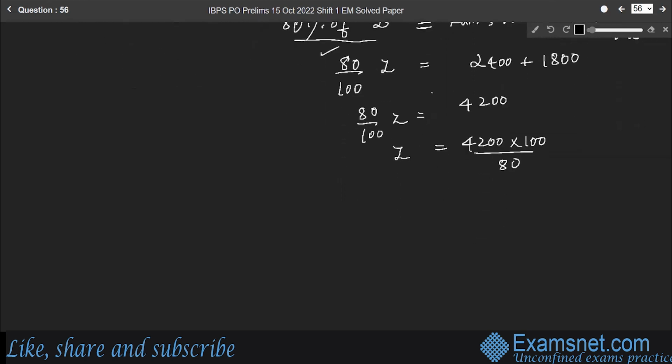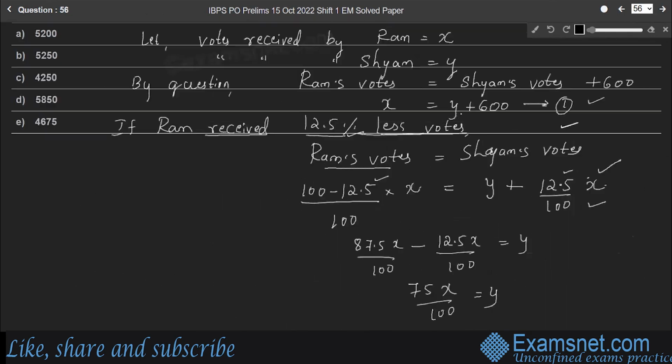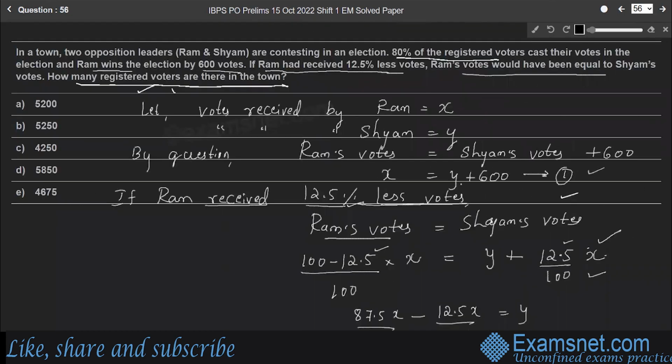Therefore, it is 2 into 4, 2 into 2100. Therefore, it is 21,000 by 4, which is 4 into 5, 4 into 2, 4 into 5. So 5,250 registered voters are there in the town. Therefore, registered voters are 5250, option B.